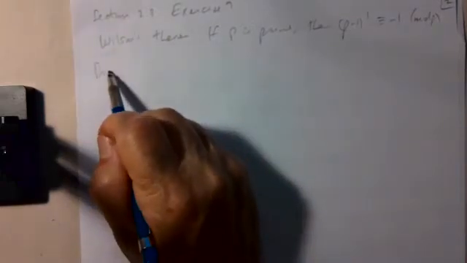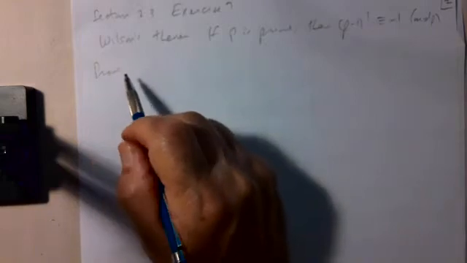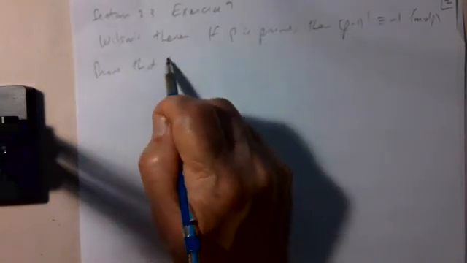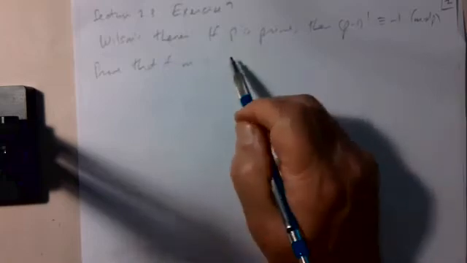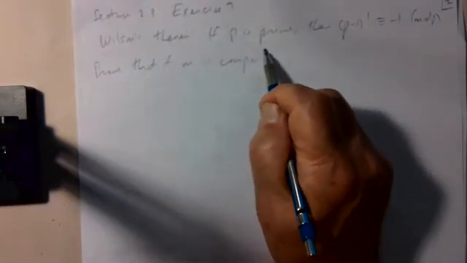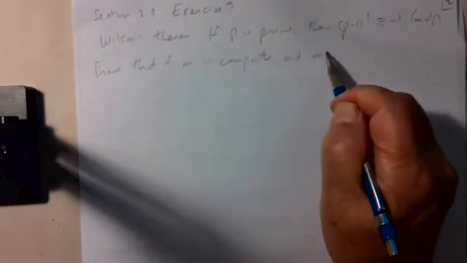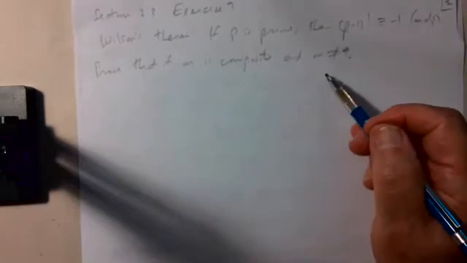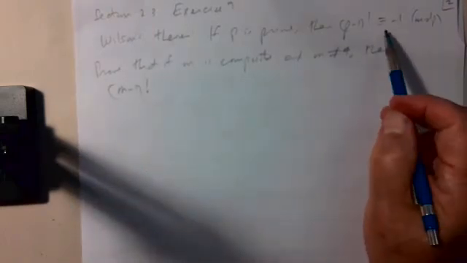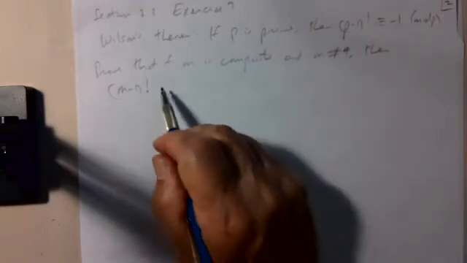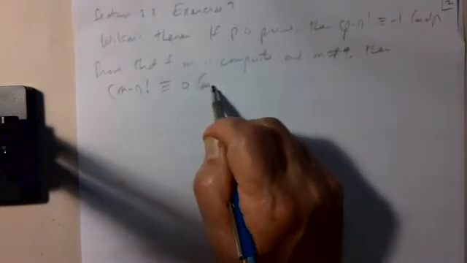And it's actually even a stronger statement that you have to prove. Prove that if M is composite and not 4, then M minus 1 factorial isn't congruent to minus 1 mod M. In fact, it's congruent to 0 mod M.